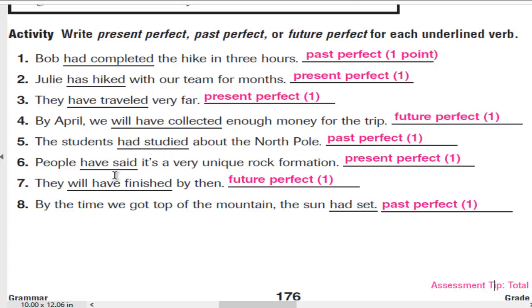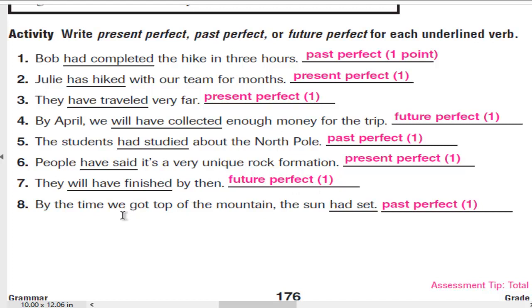Number six, people have said it's a very unique rock formation. Have is present, so this is present perfect. The form is have or has plus the past participle of the verb. Number seven, they will have finished by then. They will have finished. This form is for the future perfect.